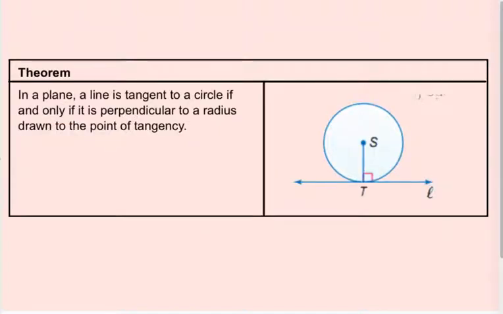So here's the theorem. In a plane, a line is tangent if and only if it is perpendicular to a radius drawn to the point of tangency. It's a fancy way of saying this. If a line is tangent, it's perpendicular to the radius. And flip that around, if a radius is perpendicular, that line is tangent. That's how that works, forwards and backwards.